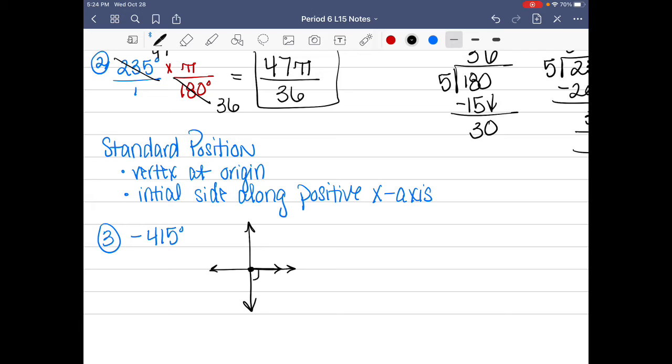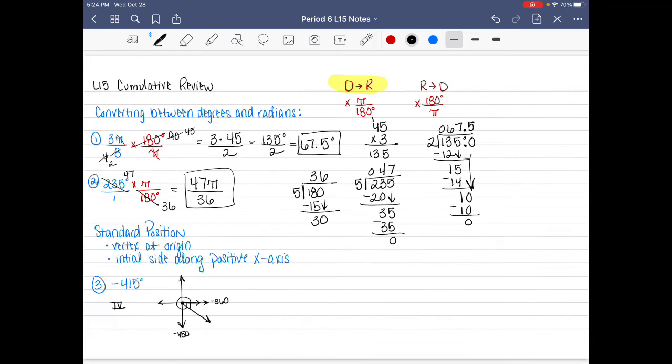So I'm going to pass negative 90, negative 180, negative 270, and negative 360, okay? This is negative 360 here. Now, if I added another 90, this would be negative 450. So negative 415 is somewhere between these two. So it's kind of hanging out here, this terminal leg in quadrant 4. And there is our first angle in standard position.